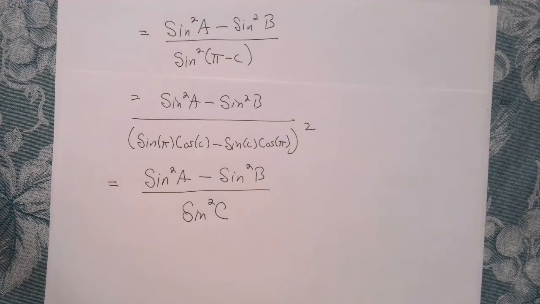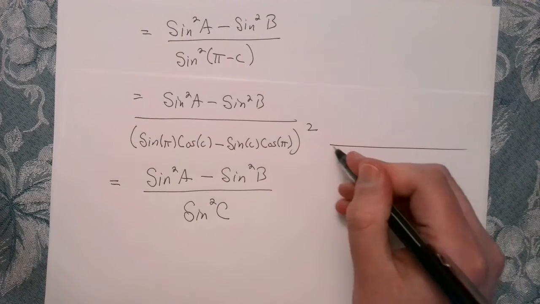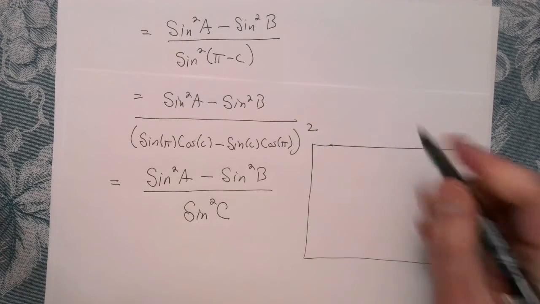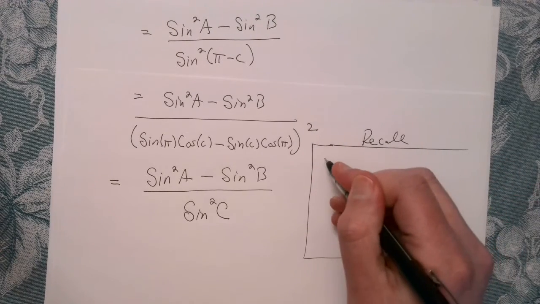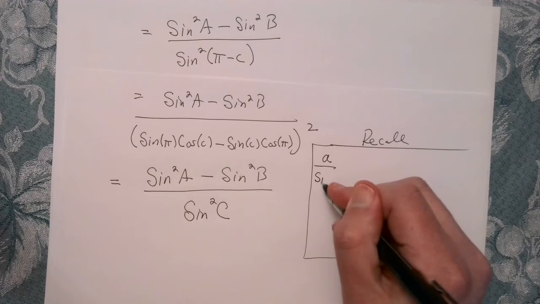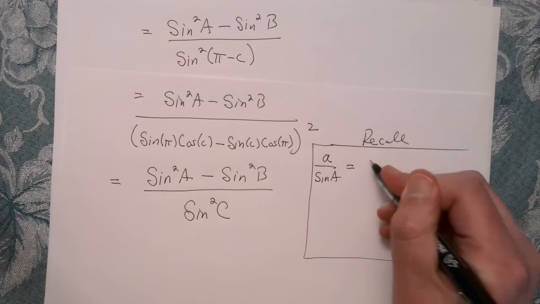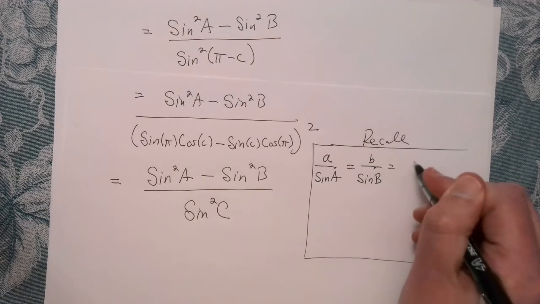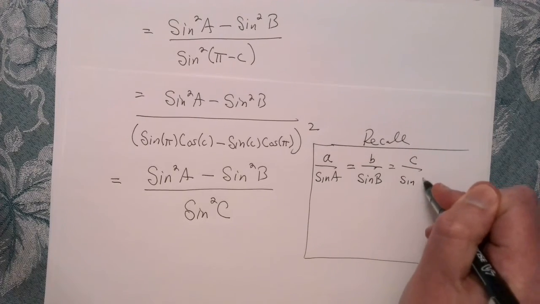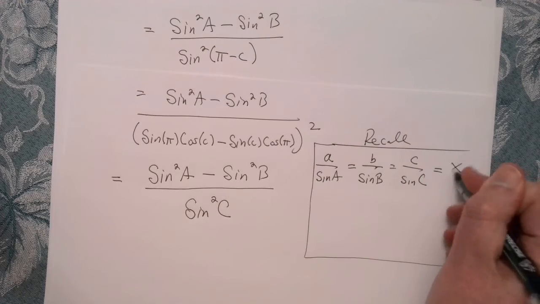Okay, so it seems pretty good so far, and now we want to recall the law of sines. So let's recall the following: a over the sine of A is equal to b over the sine of B, which is equal to c over the sine of C. And that's just some constant, let's call it x.